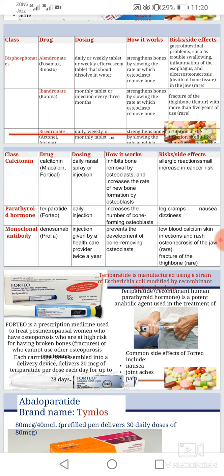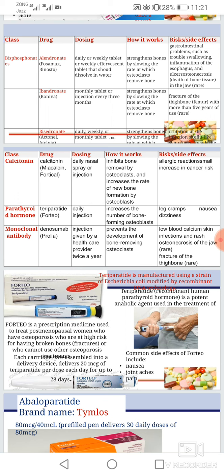Then we have calcitonin, and its drugs are calcitonin, Miacalcin, Fortical. Its dosing is a daily nasal spray or injection. It works by inhibiting bone removal by osteoclasts and increases the rate of new bone formation by osteoblasts. Its side effects are allergic reactions and a small increase in cancer risk. Then we have parathyroid hormone, and its drugs are teriparatide, Forteo, and its dosing is a daily injection, and it works by increasing the number of bone forming osteoblasts. And its side effects are leg cramps, nausea, dizziness.